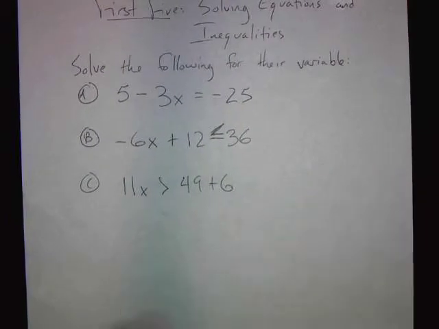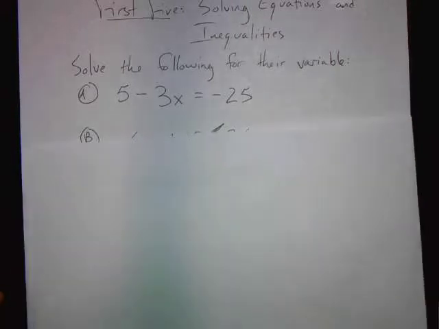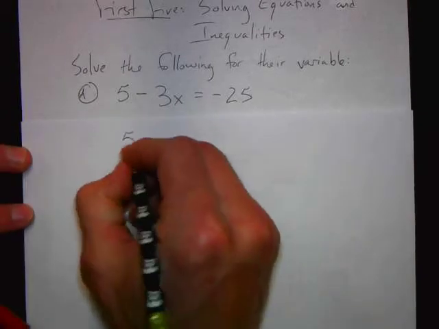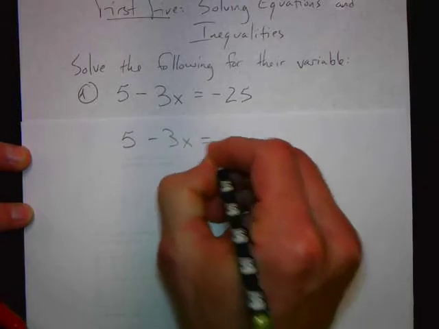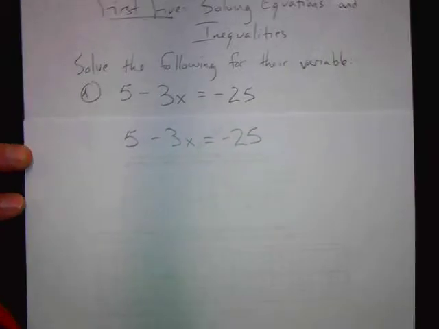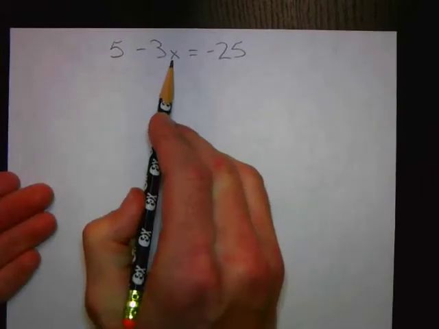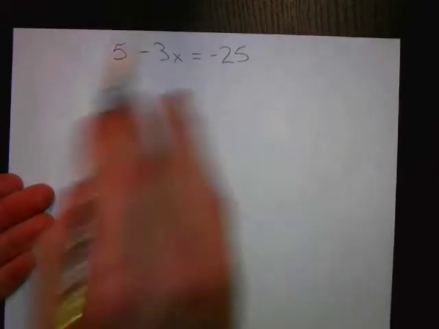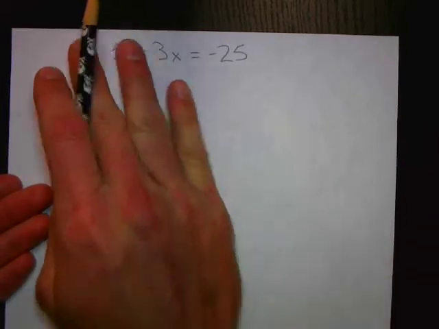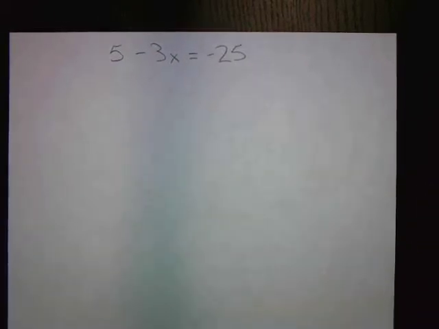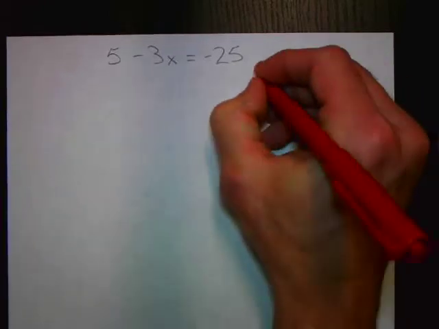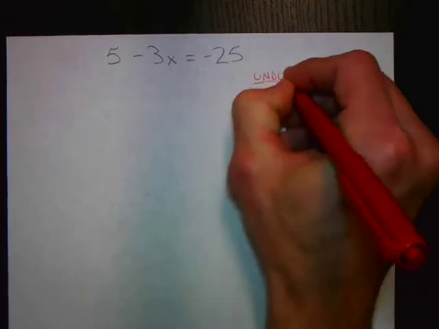Okay, so I'm going to give you 3 examples to play around with for the basics of solving equations. So the first example, we have 5 minus 3x equaling negative 25. And so we're going to find the solution to this equation. We're going to find the value of this variable that would make this statement true, that what's over here is equal to negative 25. Now, how do we do this? Since we're solving, we are undoing. Okay, so we're going to seek to undo the variable.